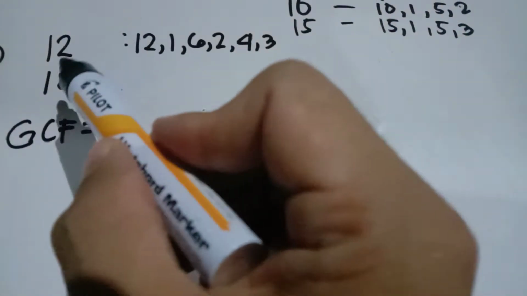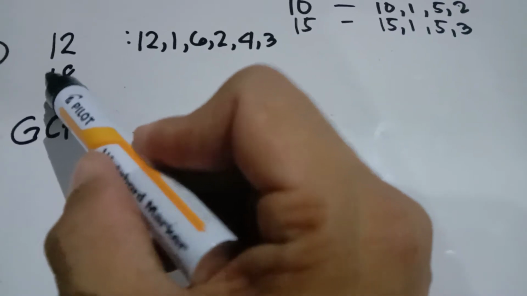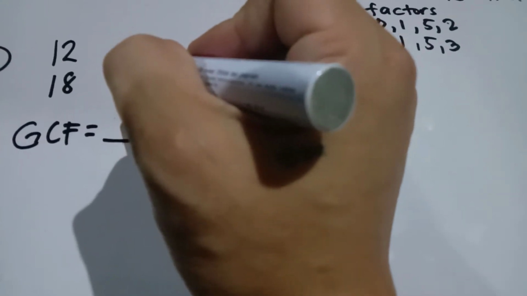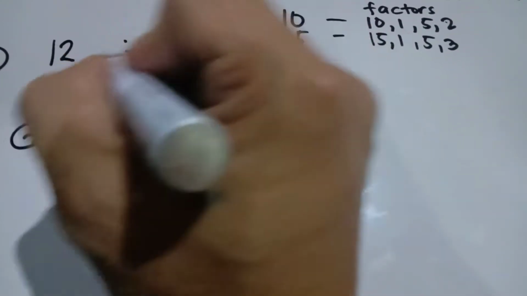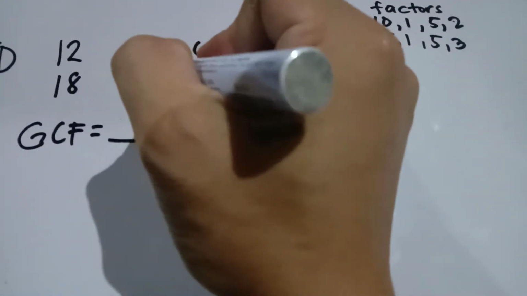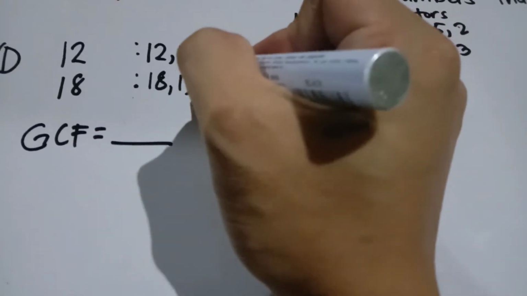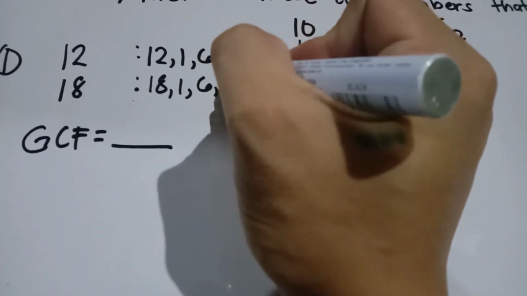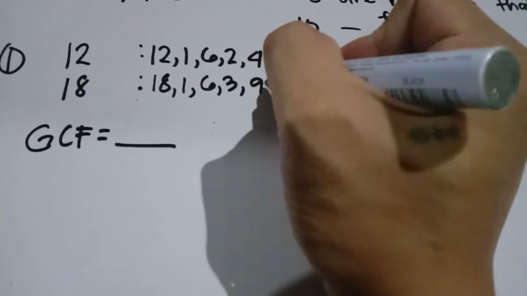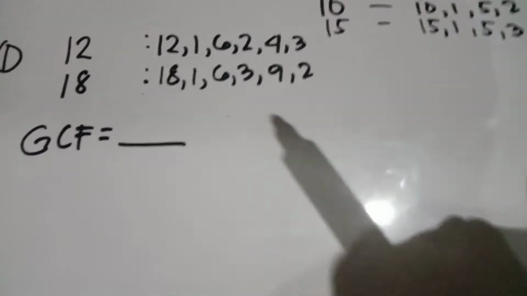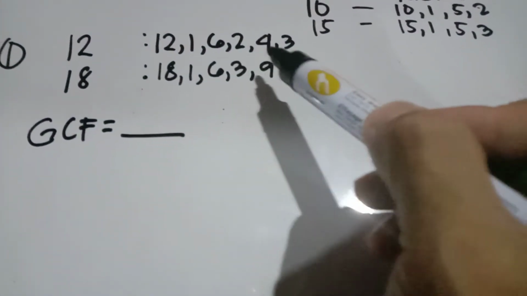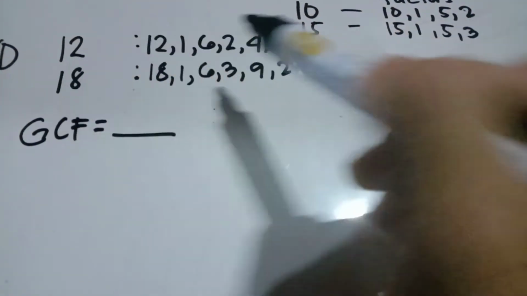Okay. Let's proceed with 18. The factors of 18 are, ano-ano yung mga numbers na i-multiply natin na magbibigay ng sagot na 18. So we have 18 times 1. What else? 6 times 3. What else? 9 times 2. So 18 and 1 are factors of 18. 6 and 3, 9 and 2 are factors of 18.